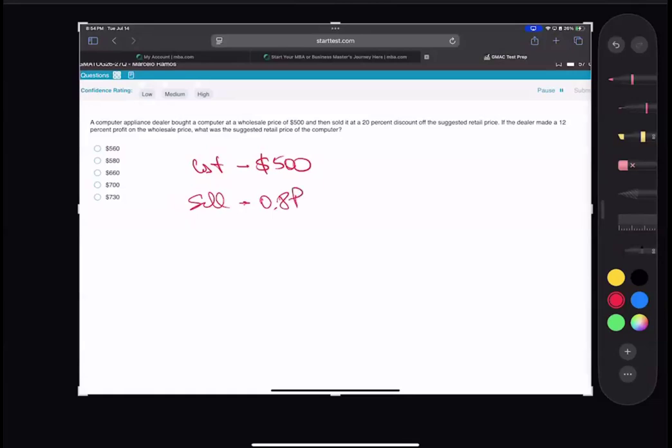If the dealer made a 12% profit, that's profit. Profit is selling minus cost. 12% profit on the wholesale price. Okay. 1.12 of the wholesale price.